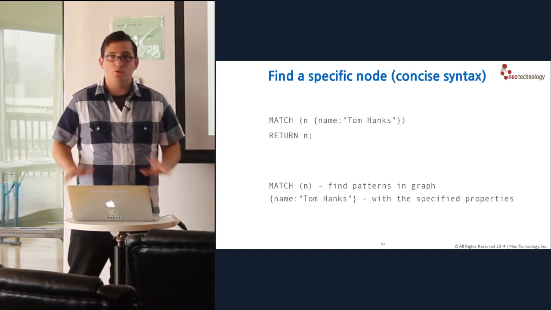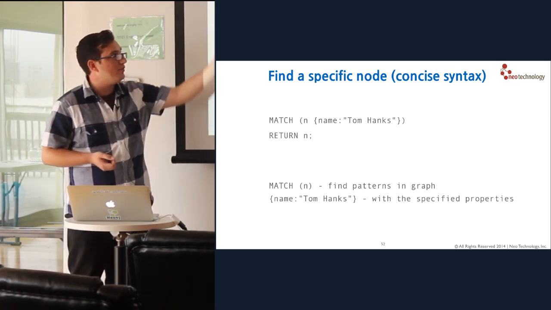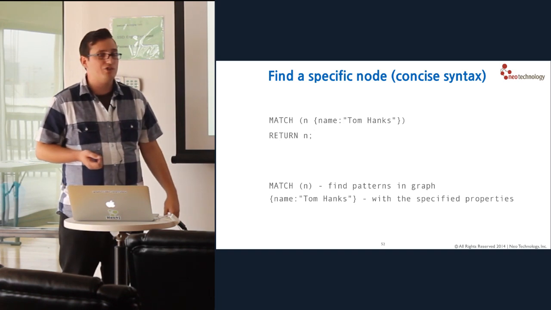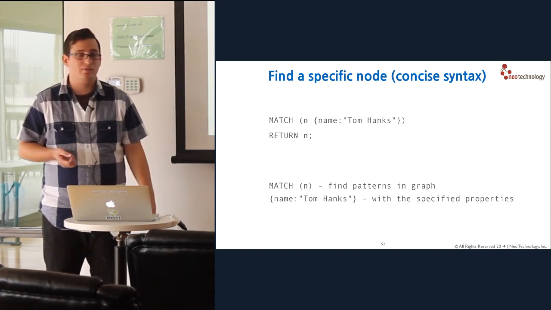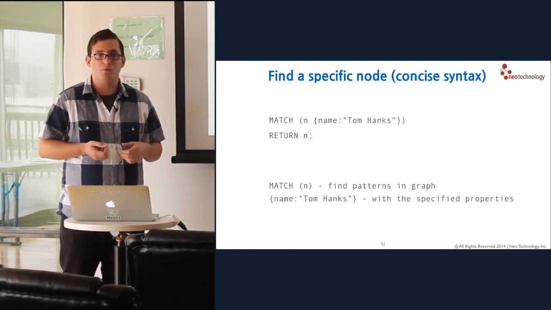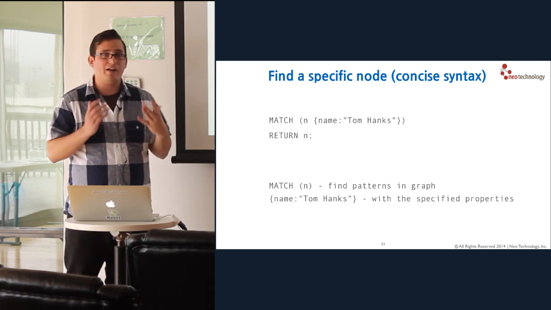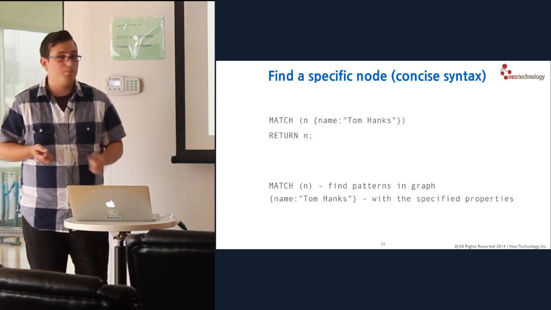But we allow you to do this in 2 ways. So we have something called the concise syntax, which allows you to specify some key values in the match clause, so you don't have to use a where clause. Where is not deprecated, it's still very valuable for range operations and other things. But this is just a way to say, okay, I want an exact match back on a couple properties of the node.